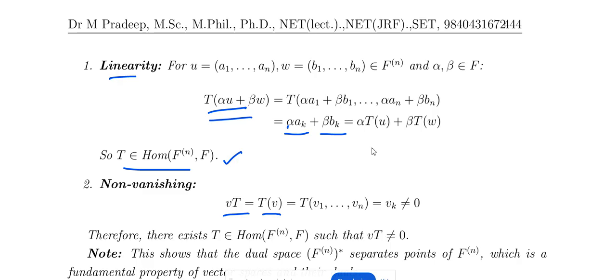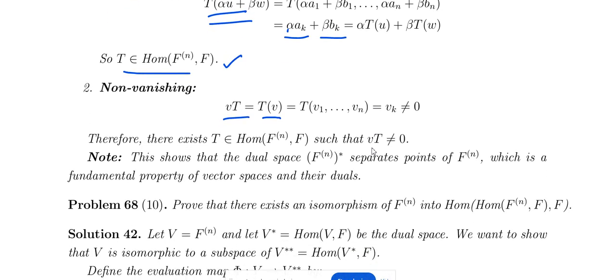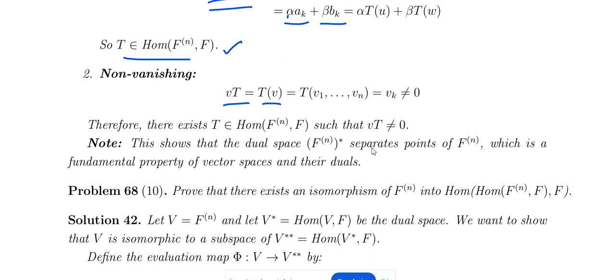Okay, so non-vanishing property such that vt is not equal to 0. So that is, the dual space f power n star separates the points of f power n, which is a fundamental property of the vector space under the dual.